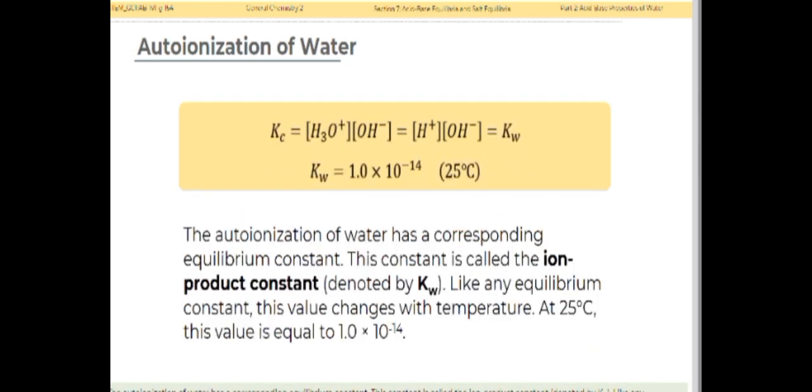The autoionization of water has a corresponding equilibrium constant. This constant is called the ion product constant, denoted by the letter Kw. Like any equilibrium constant, this value changes with temperature. At 25 degrees Celsius, this value is equal to 1.0 times 10 raised to negative 14.